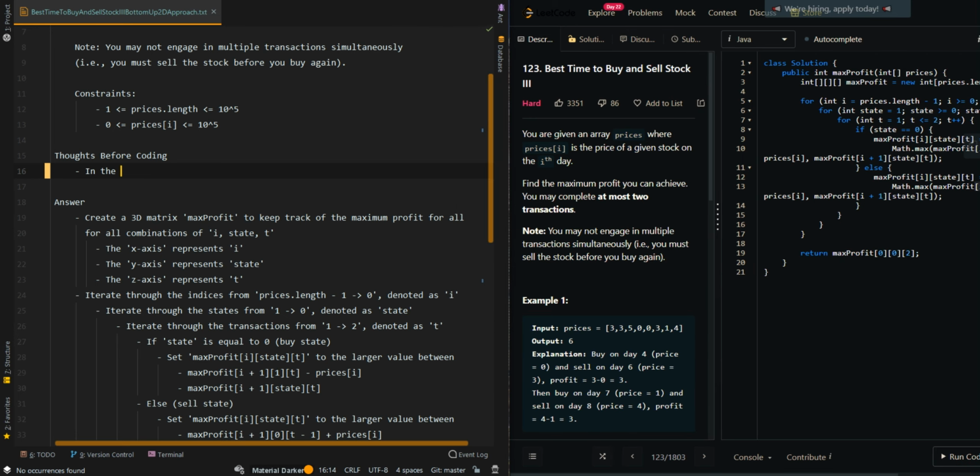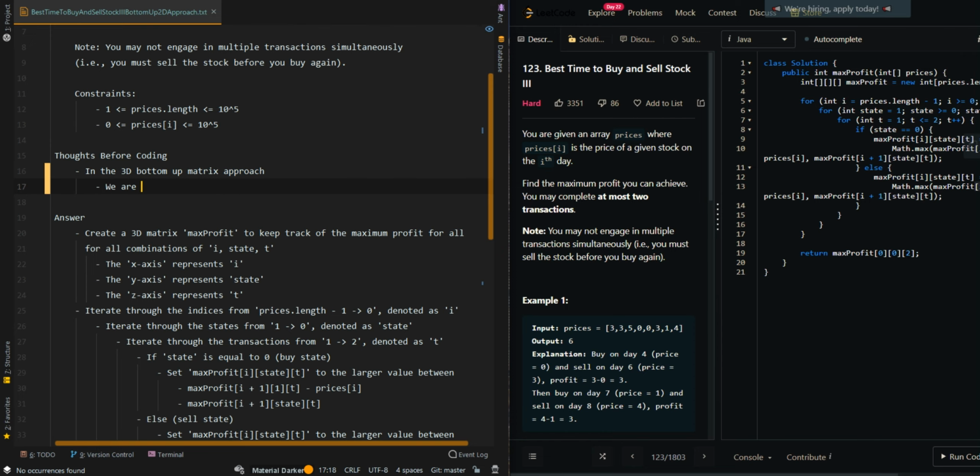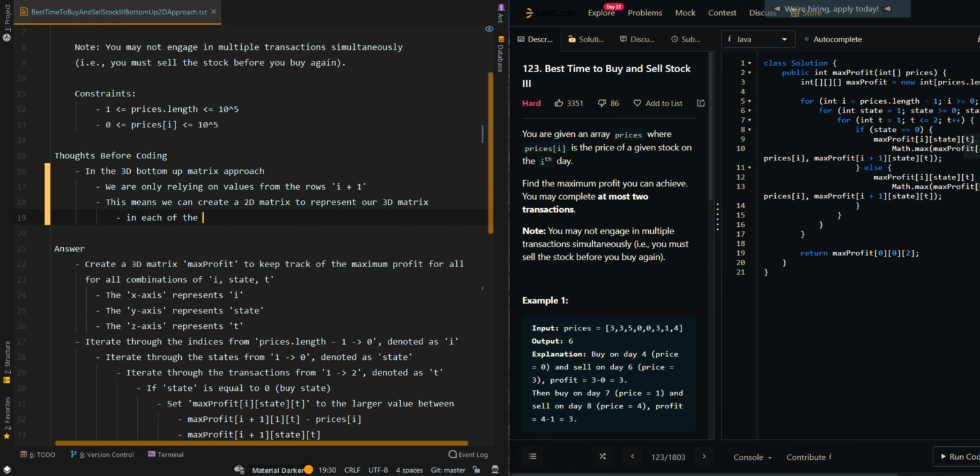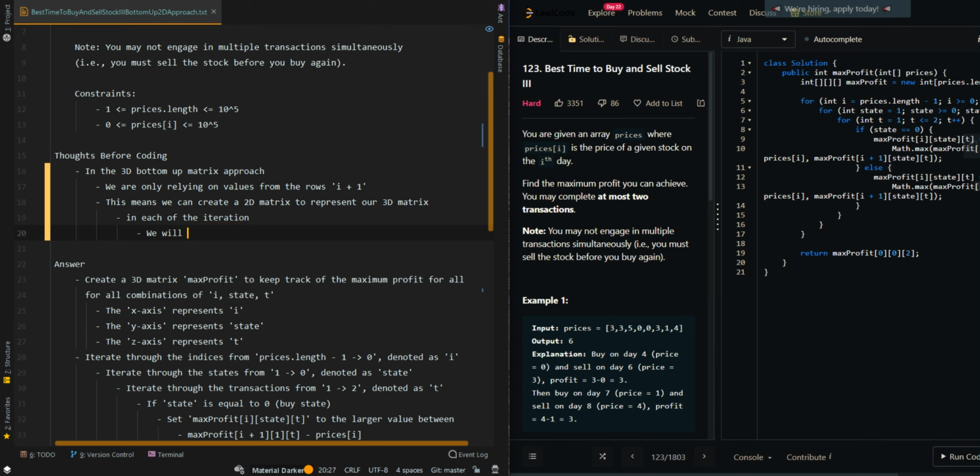So in the 3D bottom-up matrix approach, we are only relying on values from the rows i plus 1. This means we can create a 2D matrix to represent our 3D matrix. Then in each of the iterations, we will be updating the values from the previous iteration.